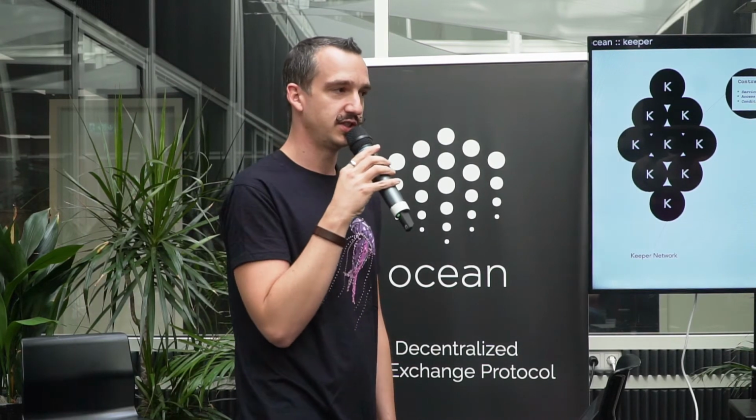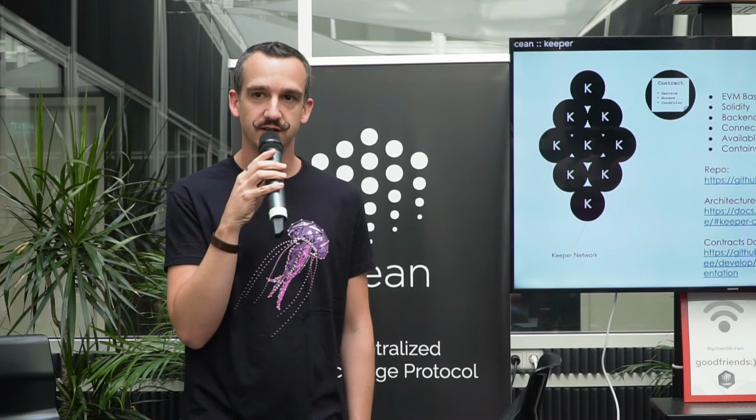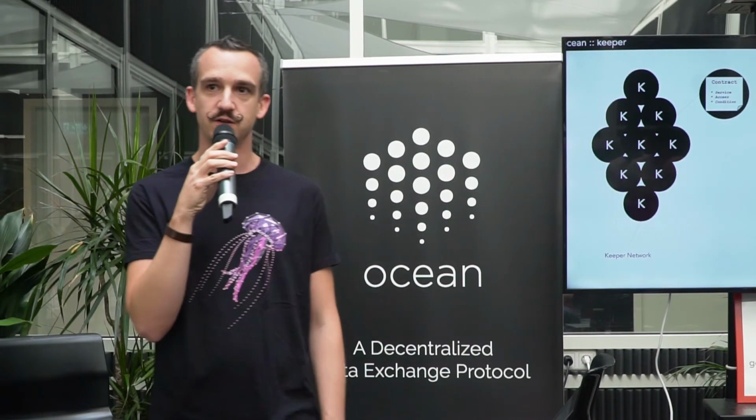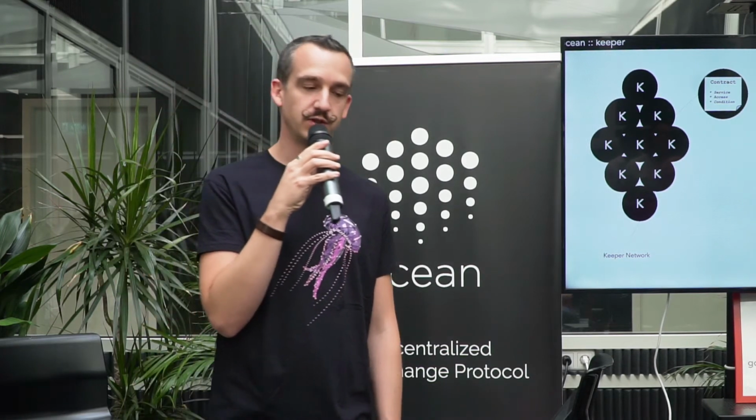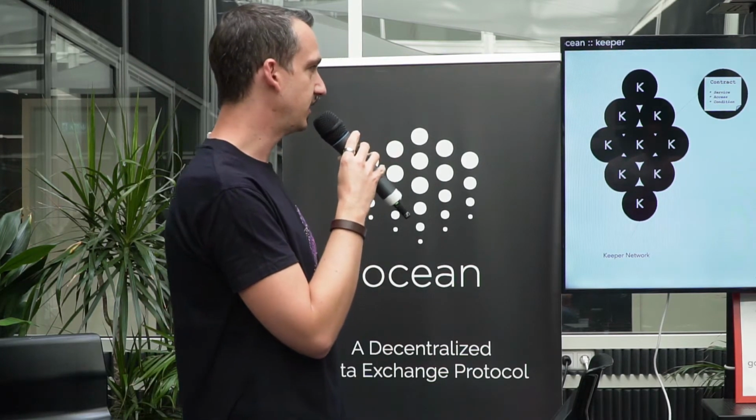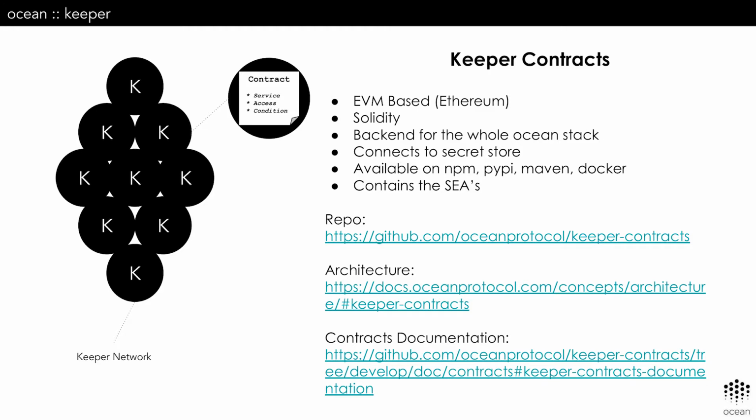It connects to a secret store from Parity that is a decentralized key managing system that we use to encrypt and decrypt access keys to data. The Keeper contracts package is available on NPM, Maven, and PyPI, and is supporting the Web3 version of JavaScript, Python, and Java. And the Keeper contracts contains the service execution agreements that Marcus already talked about.